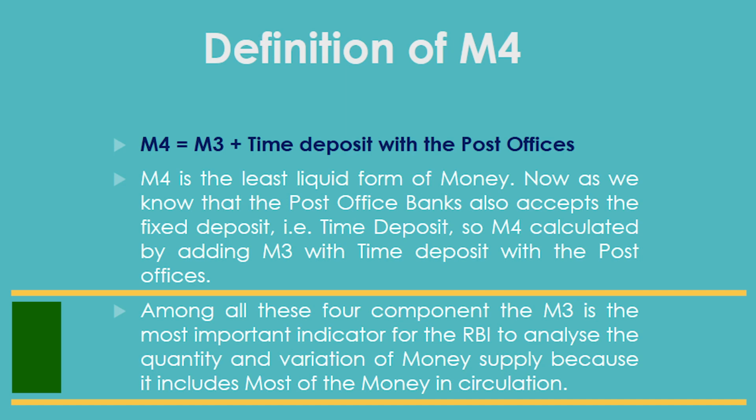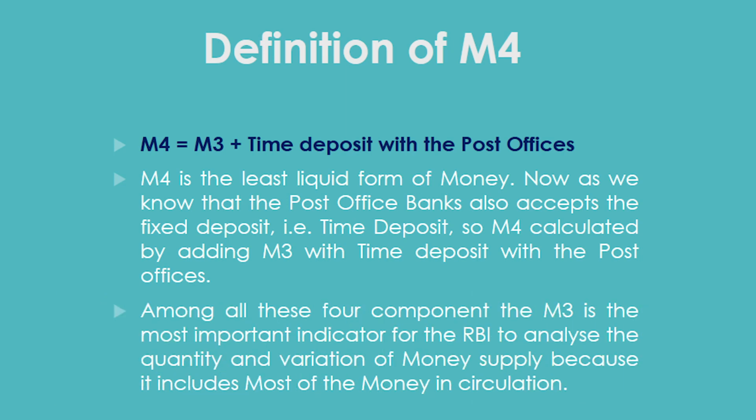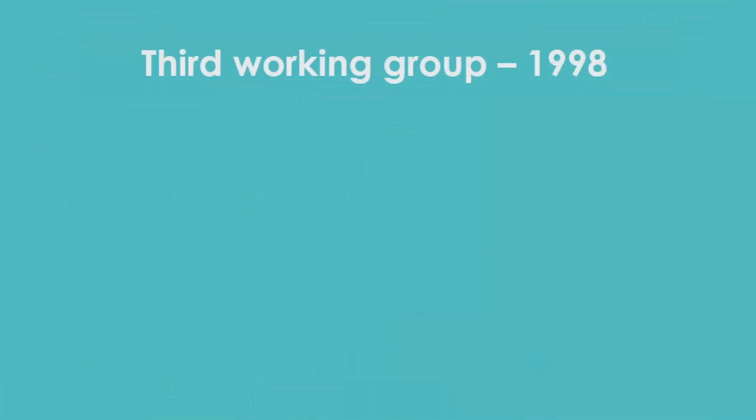It should be noted that amongst all these four measures of money supply or the components, M3 is the most important indicator for the RBI to analyze the quantity and variation of the money supply because it includes most of the money in circulation. Now here we come to the final working group of RBI, which was formed in 1998.